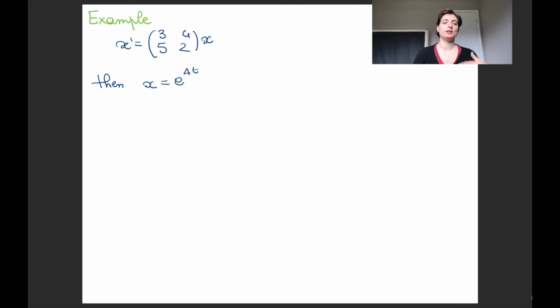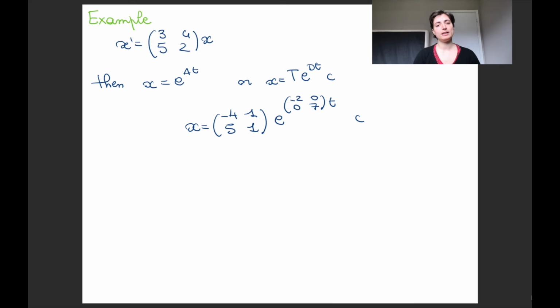Let's make an example. We go back to the matrix that we have been treating already. X prime equals 3, 4, 5, 2 times x. Then we have x equals exponential of At, or we can write it as x equals T times exponential of Dt times c. Notice how, first, I forgot the initial conditions on exponential of At, but second, exponential of At is something we only have a power series formulation for, so it's not ideal. While it is the solution of any possible linear ODE system you can get, it's not a computation of it.